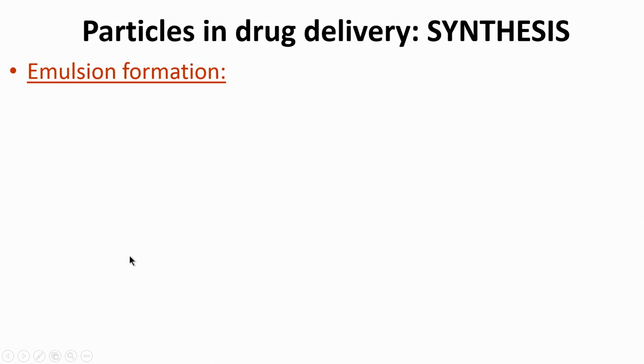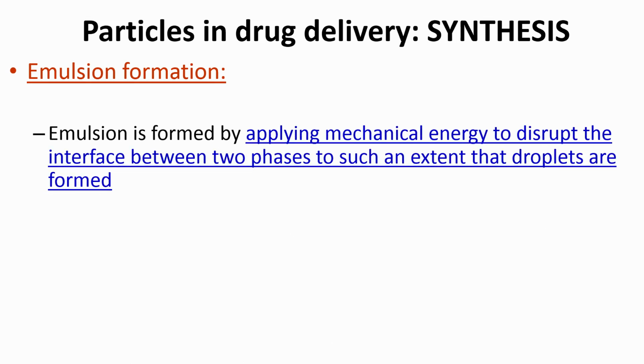So we are going to continue further today in our particle synthesis methods. The first thing, we talked about it briefly in the last class too, but emulsion formation is one of the key steps which leads to the synthesis of these particles. So what is an emulsion? An emulsion is nothing but if you apply some mechanical energy to disrupt the interface between two phases, it causes droplets to form.